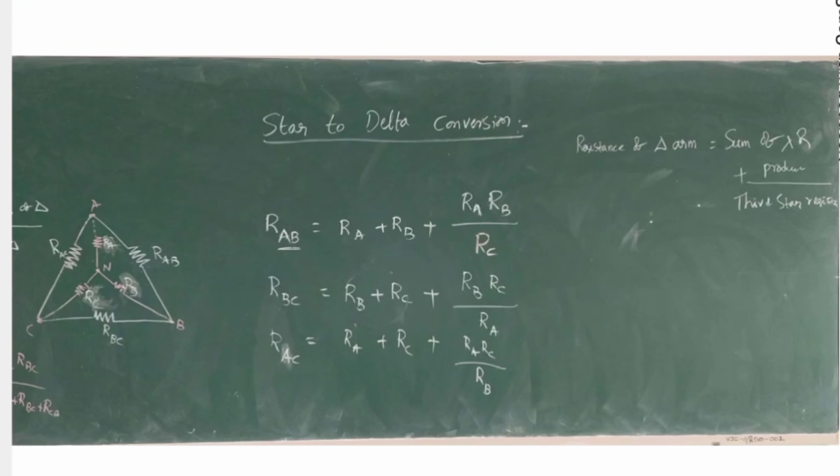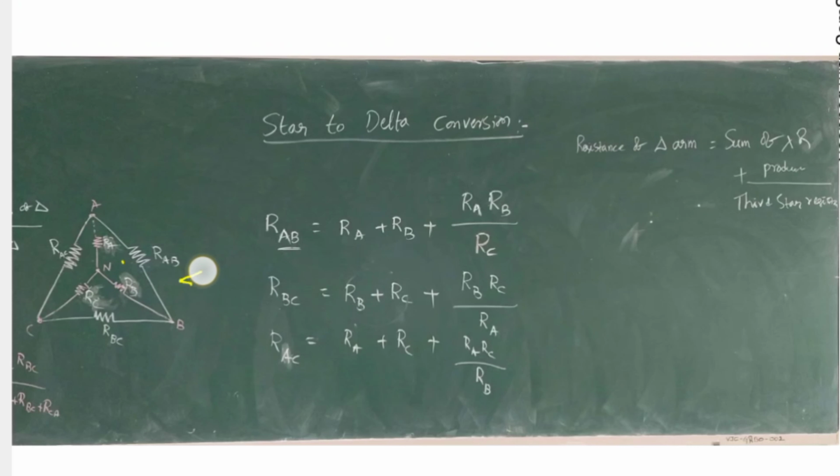How to convert star to delta? Previously we saw delta to star, now star to delta. Now three resistances are connected in star. Assume these are the three resistances RA, RB, RC. These are the star connection.